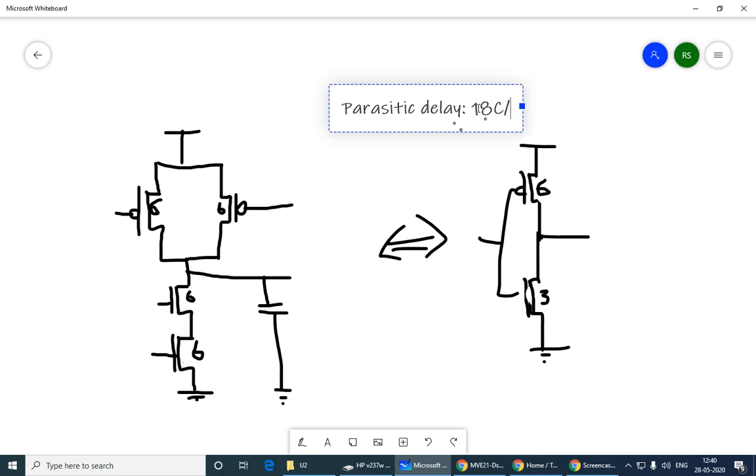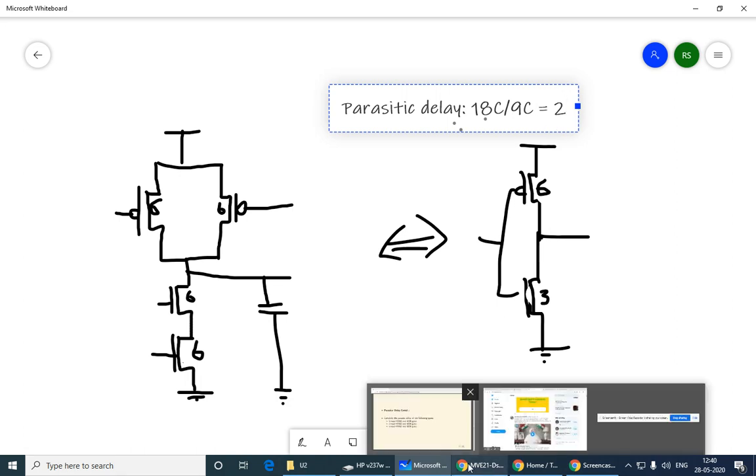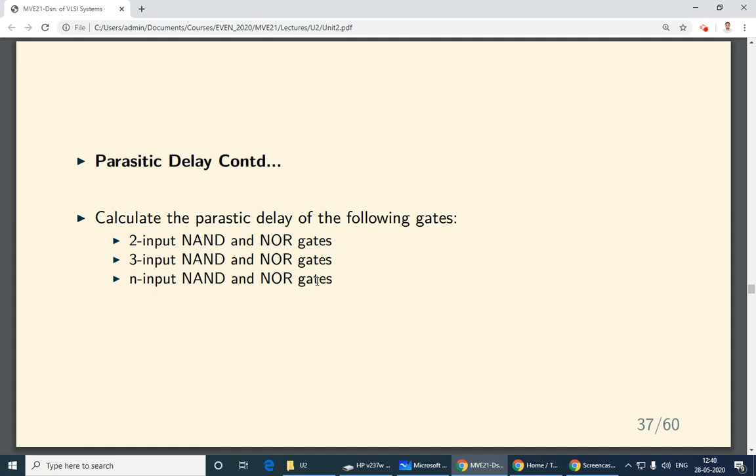divided by, and what is the equivalent inverter's output capacitance? 6 plus 3 is 9C, equal to 2. So this is the parasitic delay for this particular gate. Very simple. Just calculate the total diffusion capacitance at the output, do the same for the equivalent inverter, and the ratio of the two numbers is the parasitic delay. You can do this for an OR gate, or any other gate, and calculate the delay in the same way.